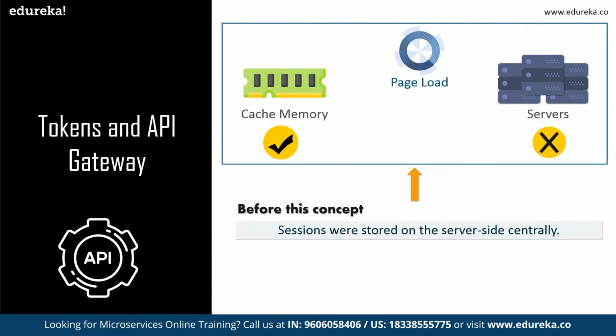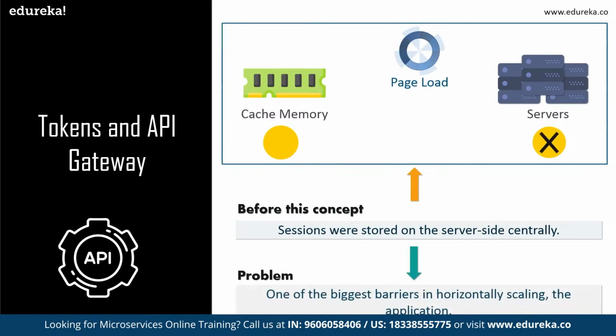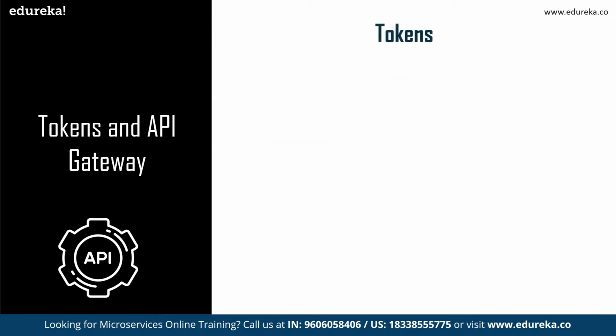Now, before this concept came into the picture, sessions were stored on the server side centrally. This was one of the major problems, as storing the session centrally was a barrier to horizontally scaling the application. So to overcome that, everybody started using tokens and API gateways to secure the services, right? Tokens are used to record and store the user credentials. These tokens are used to easily identify the user and are stored in the form of cookies.